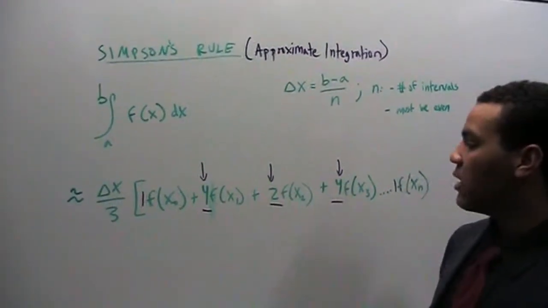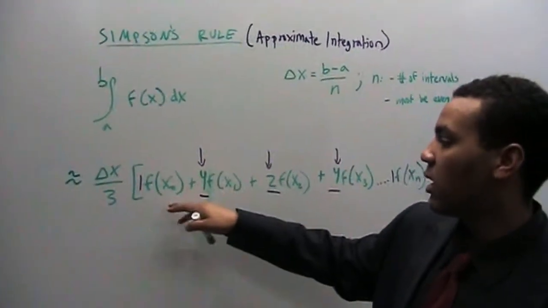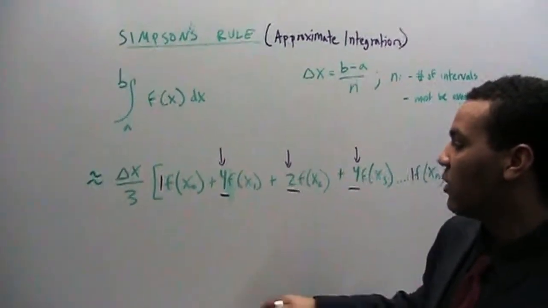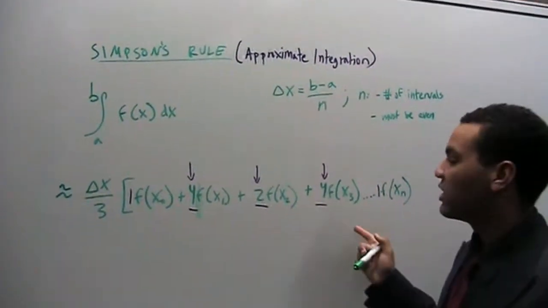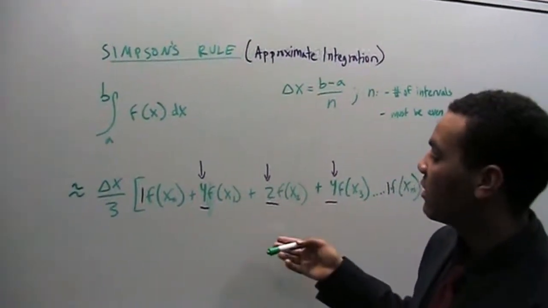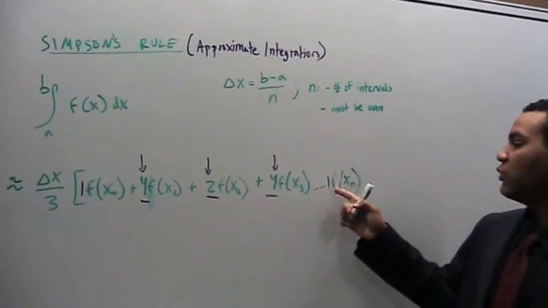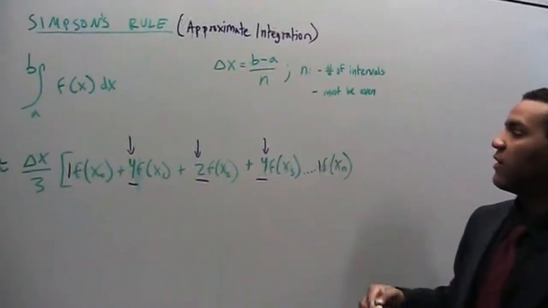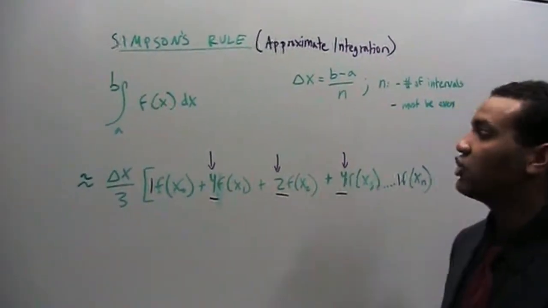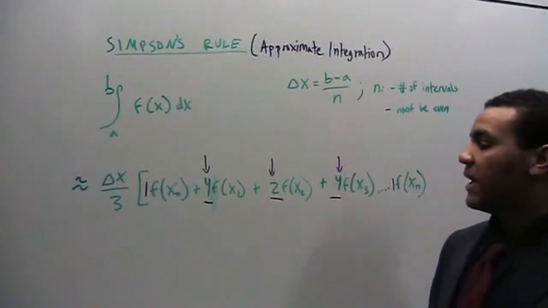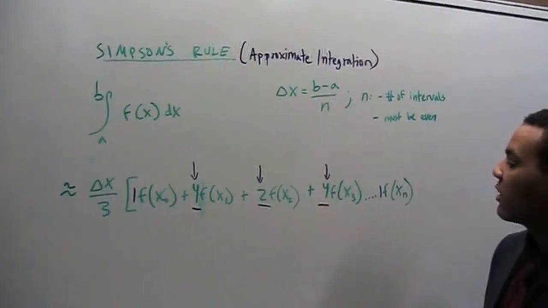And so you start with 1 as the coefficient, you evaluate the function at x subscript 0, and then you put 4 and 2 as the coefficients for the next intervals, alternating them, and then for the last interval you use 1. Then you multiply that all together, and that should give you basically what the fnInt function would give you in your calculator.